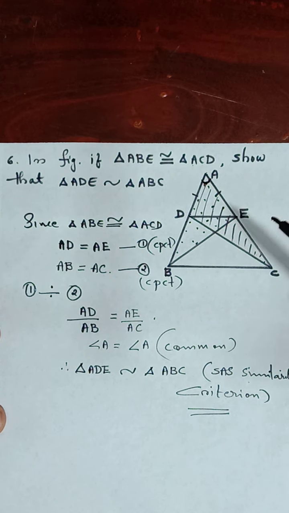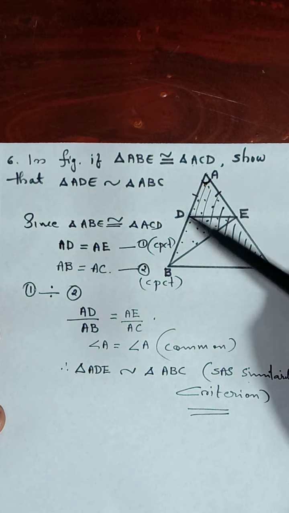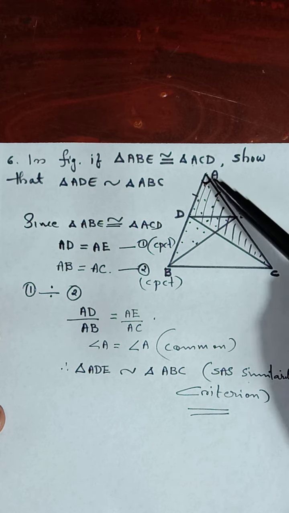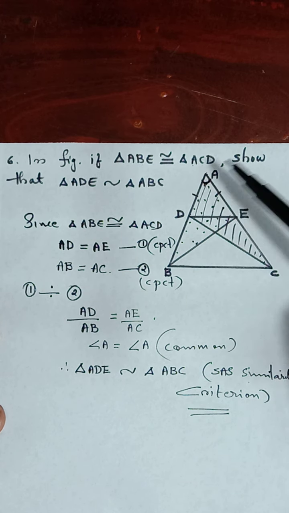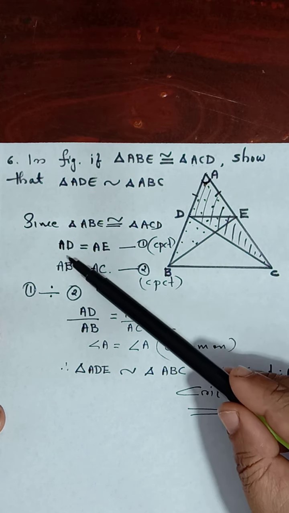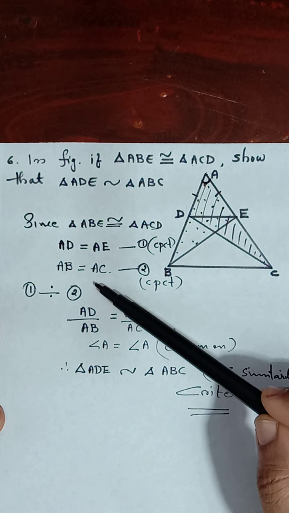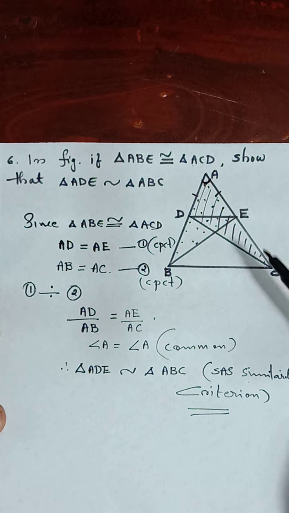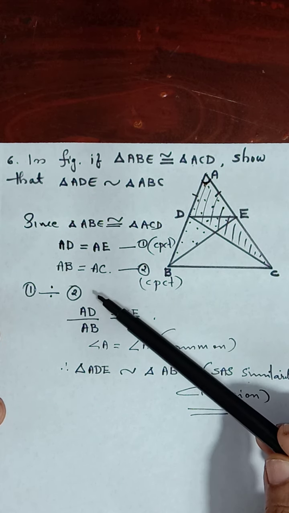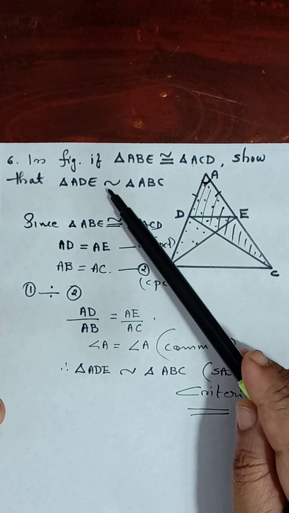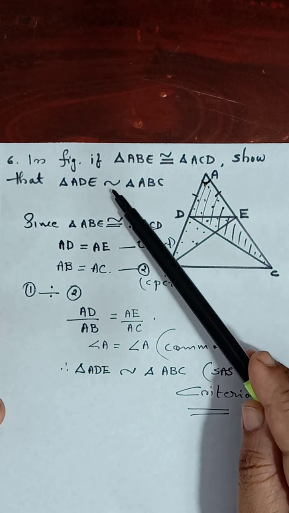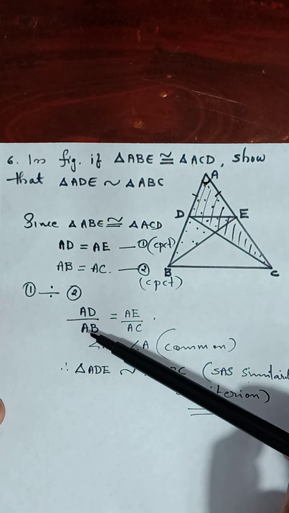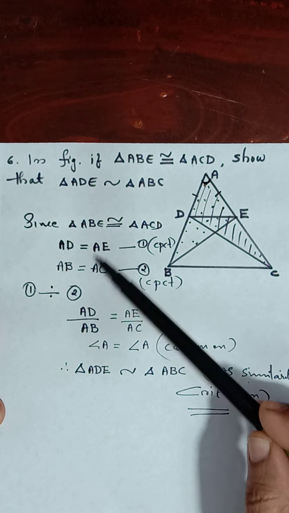See once more, here we have triangle ABE congruent to triangle ACD. Since it is congruent, corresponding sides are equal. AD is equal to AE, AB equal to AC. So we have to choose the parts in such a way that we can prove the similarity, for which we have to get a ratio. That is how we are considering the parts.